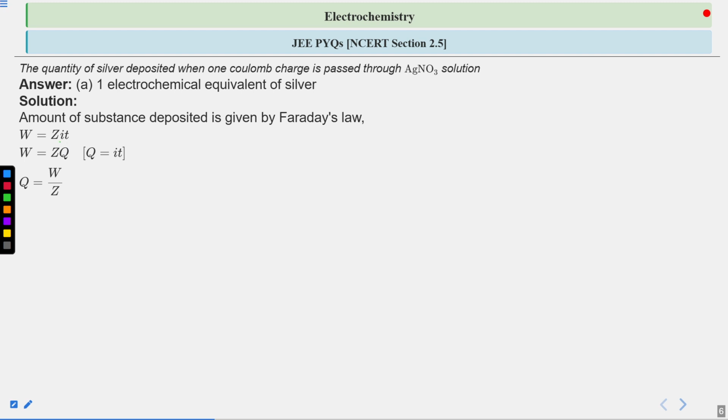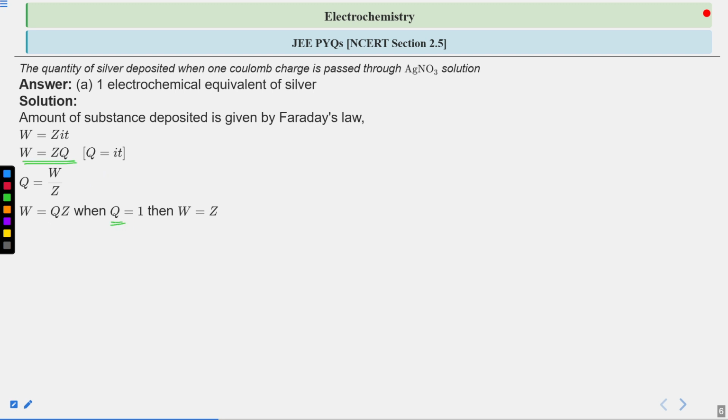As you know, we have I into T, and I into T is Q. So we put Q in place of I times T. So W will become Z times Q. Now Q, that is the charge, will become equal to W by Z, right? You just cross multiply it, and W equals QZ. As per this equation, W equals QZ.